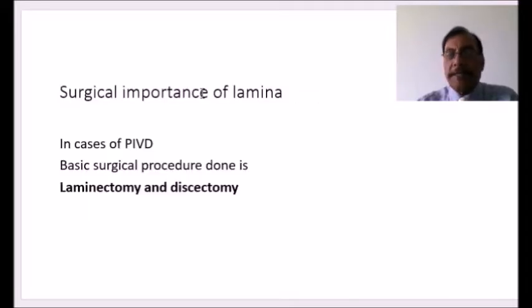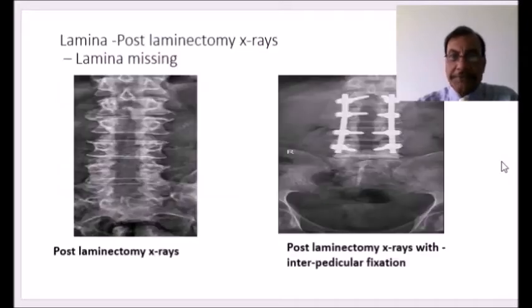It is very much in vogue nowadays. What is the surgical importance of the lamina? Remember, in case of PIVD, the basic surgical procedure done is laminectomy and discectomy. It means you remove the lamina and go to the part of the intervertebral disc and remove the disc. So if you remove the lamina, the X-ray will definitely show it, and here is how to look at those X-rays.